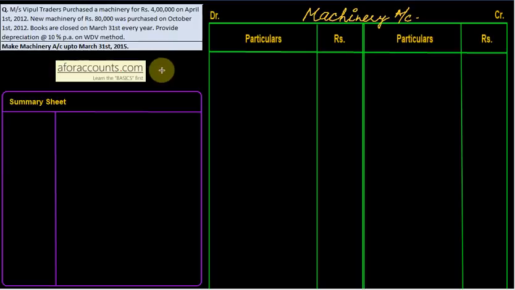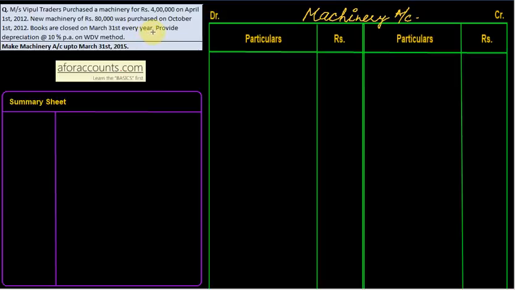Next question on depreciation. M/s Vipul Traders purchased a machinery of 4 lakh on April 1st, 2012. New machinery of 80,000 was purchased on October 1st, 2012. Means in the same year, two machineries have been purchased. Books are closed on 31st March every year. Even if not said, our accounting year is from 1st April to 31st March only.